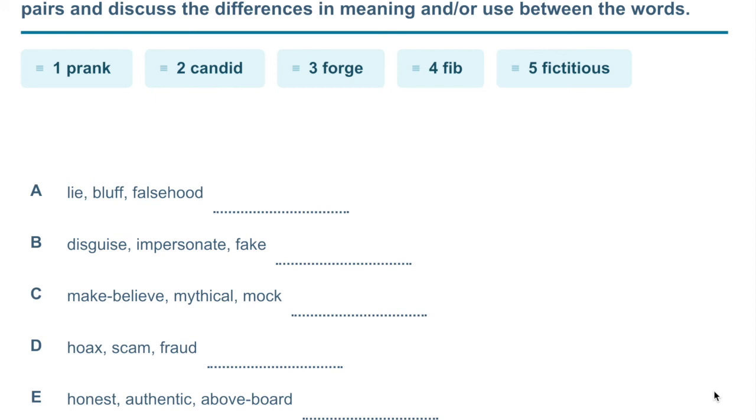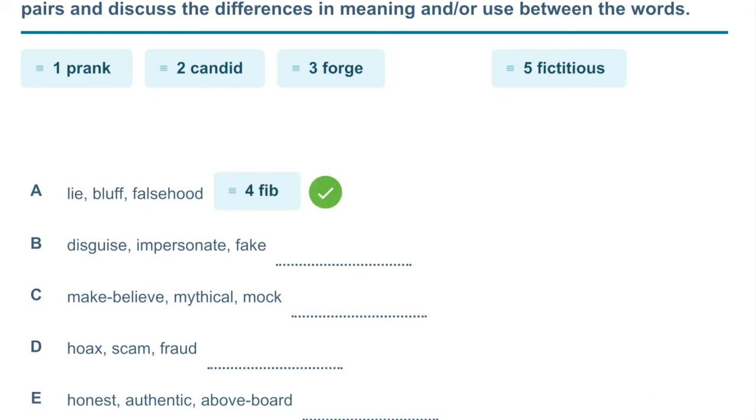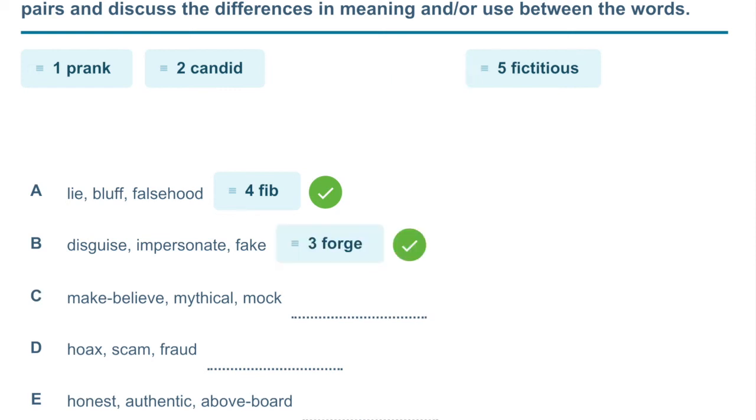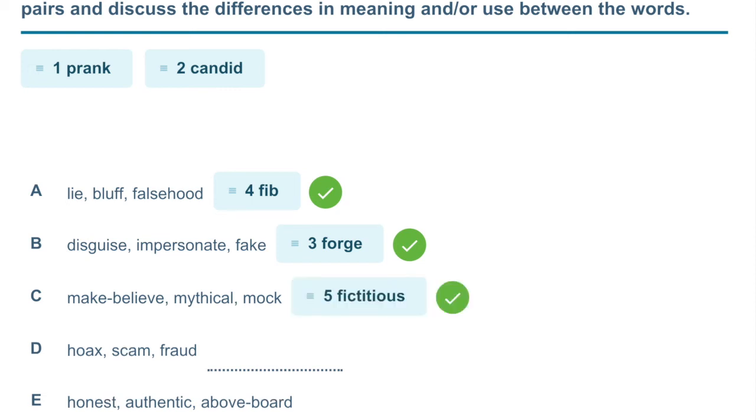Which word could go there? They're all nouns, so yes, fib. All of these, of course, are lies. Okay. Then we have B: disguise, impersonate, fake. Which one could it be? Right, forge. Very good. Then we have C: make-believe, mythical, mock, fictitious.